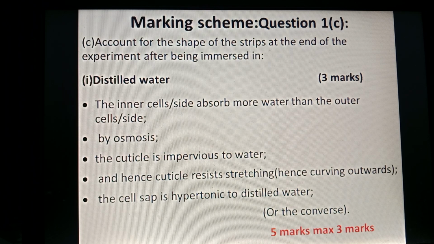The cuticle is impervious to water, a tick, and hence cuticle resists stretching, hence curving outwards, a tick. The cell sap is hypotonic to distilled water, a tick, or the converse: the distilled water is hypotonic to the cell sap. 5 marks, maximum 3.